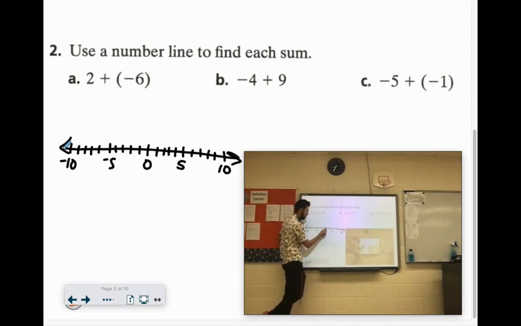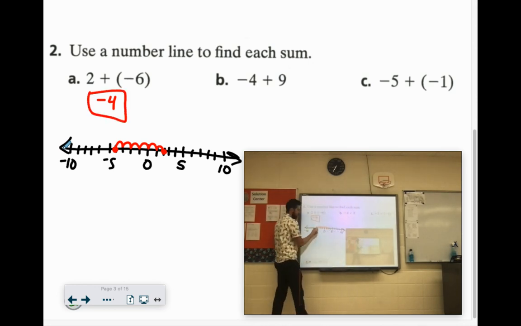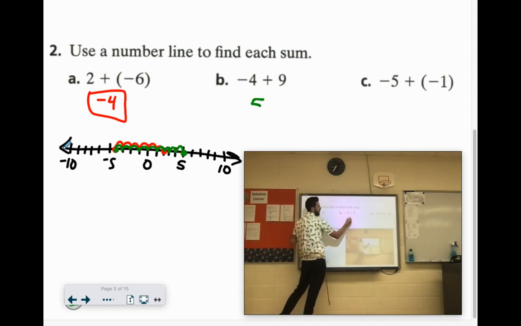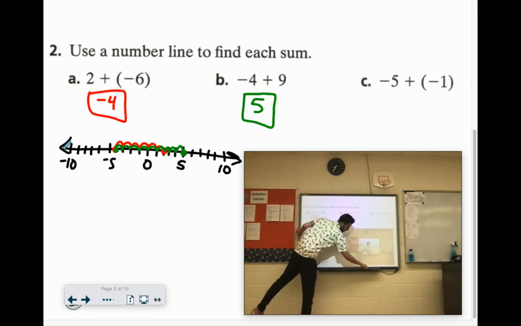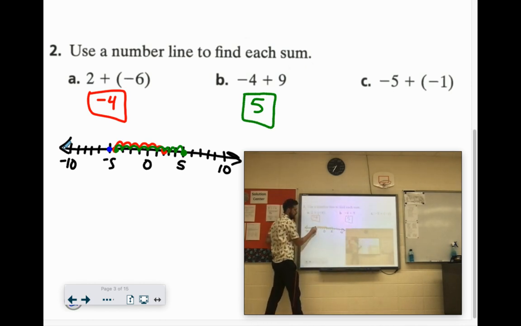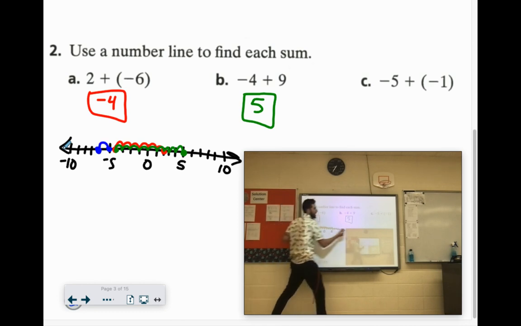2 plus negative 6. That's going to go 6 to the left: 1, 2, 3, 4, 5, 6. So it ends up at negative 4. This one we have negative 4, which we know where that is, plus 9: 1, 2, 3, 4, 5, 6, 7, 8, 9. So it ends at positive 5. And the last one, negative 5, right there, plus negative 1. That would be one more this way. That will end at negative 6.